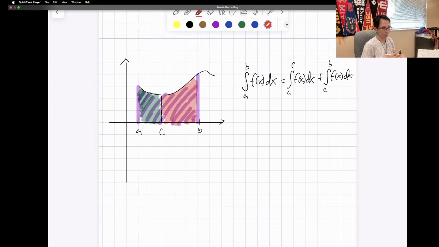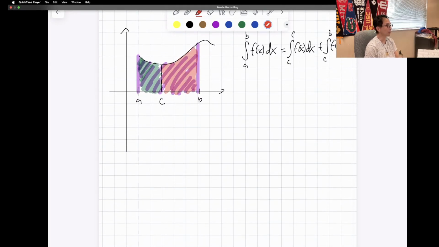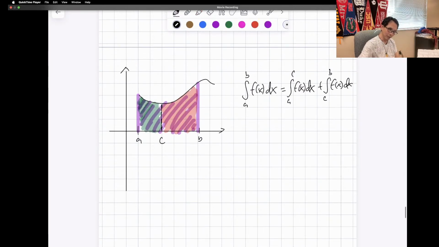Does that make sense? Because a to c is half of the area and c to b is another half. You add up to be the whole area. Is this okay? This is called the additive interval property. There's a name. Pretty common on the AP exam. Okay, additive interval property.